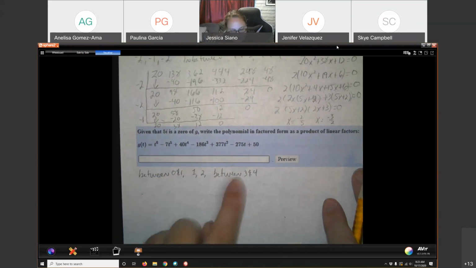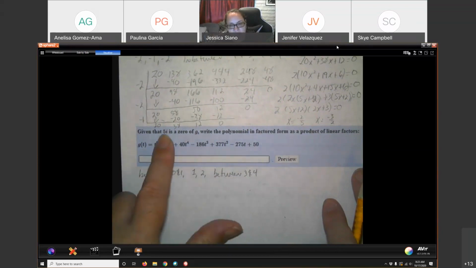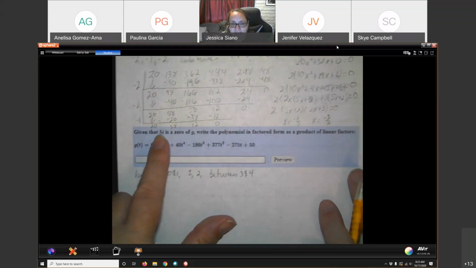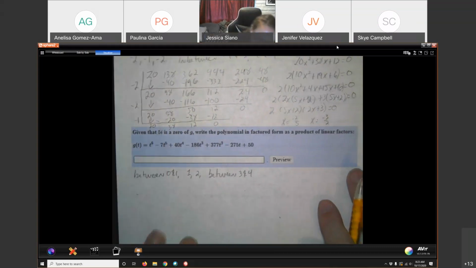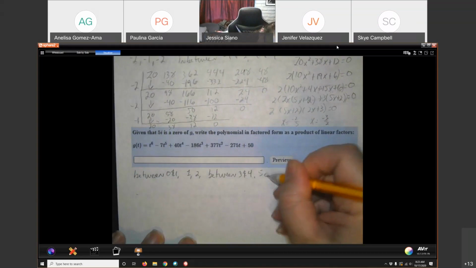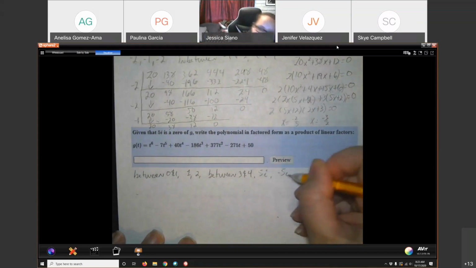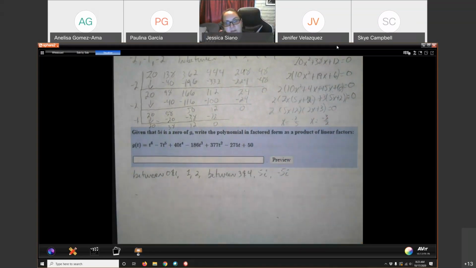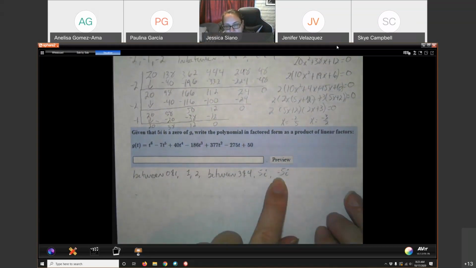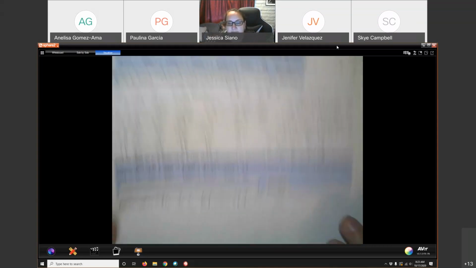1, 2, 3, 4. And then the one that they gave me, 5i. But if you have 5i as a 0, then you also have -5i. The thing about imaginaries is that they always come in pairs. And so if you have one imaginary, you have its complex conjugate also. Okay, so them telling me 5i means that I also had -5i.